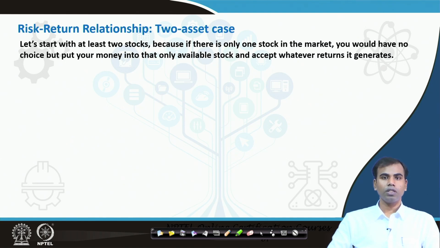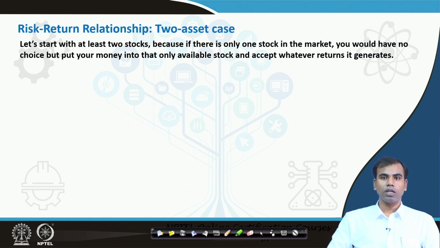But since the world is more complicated, let us start with a two asset scenario, where you assume that there are at least two assets. You can call them stock and bonds, or you can call them asset 1 and asset 2, or any other combination of two assets.